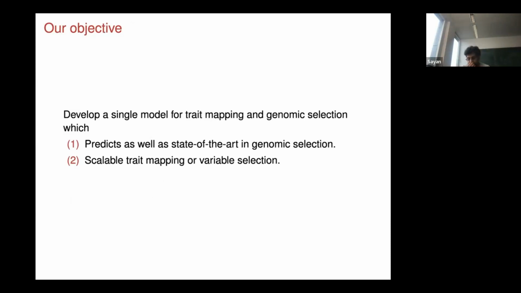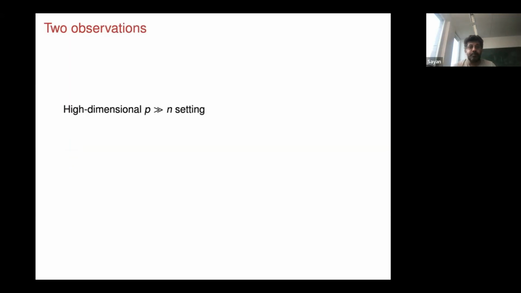Okay, so for two different applications, first for statistical genetics, and then for a cancer application, we're going to develop models based on very similar principles that allow us to do trait mapping and genomic selection. So these predict as well as the state of the art in genomic selection, and we have a scalable algorithm for trait mapping or variable selection. Okay, so two observations that make what we're talking about possible: the first is the high dimensional setting where you have many more variables than observations.